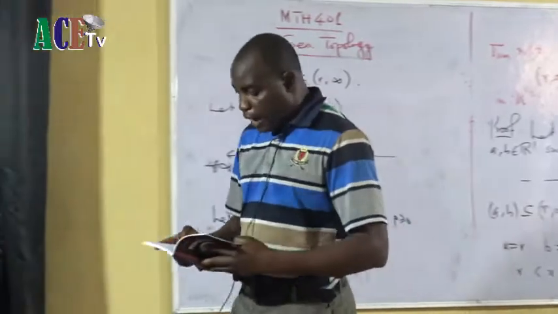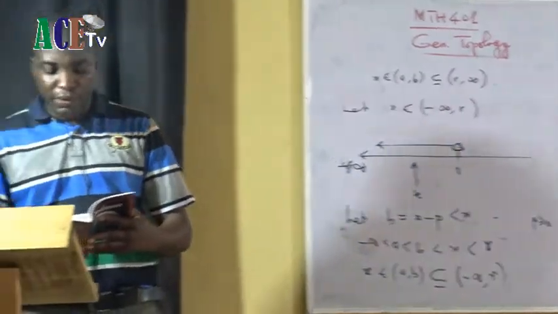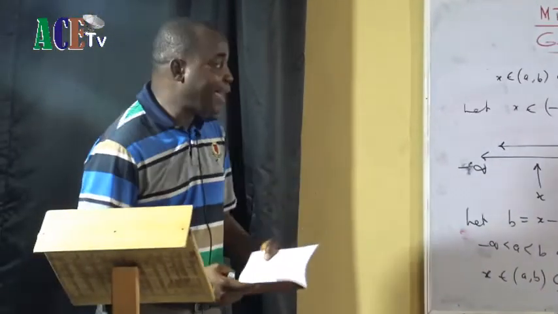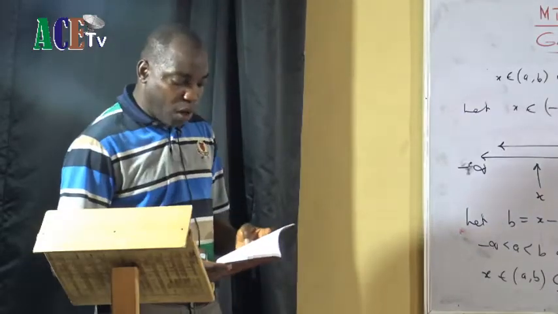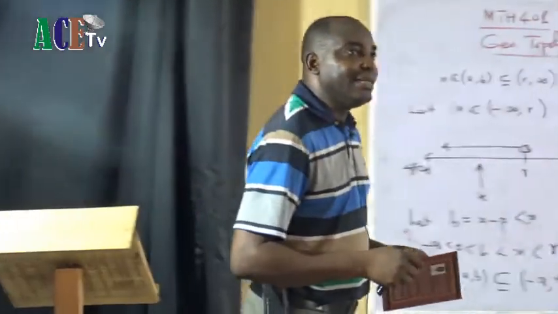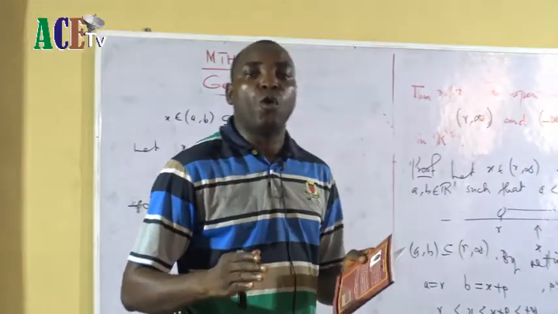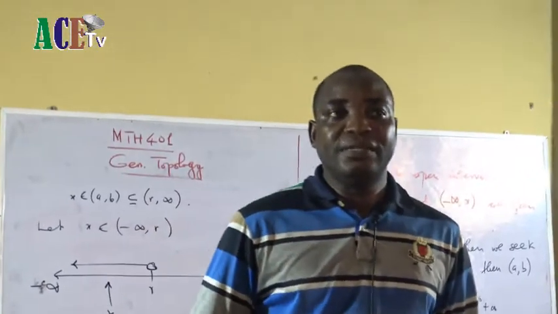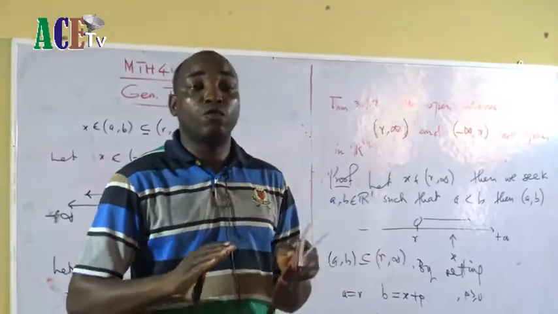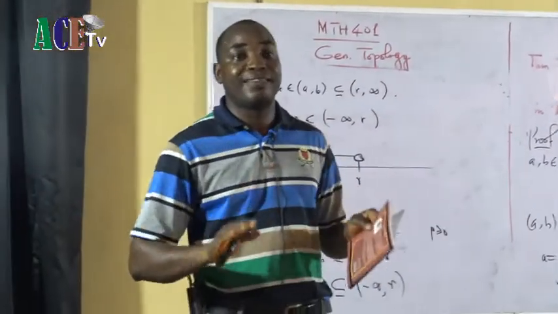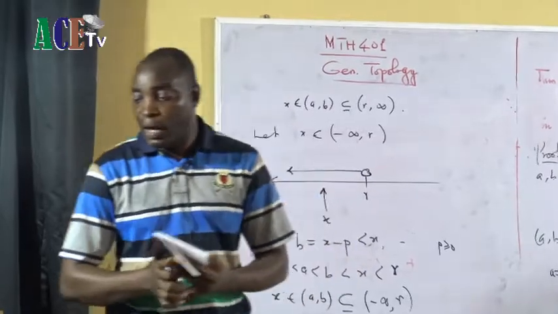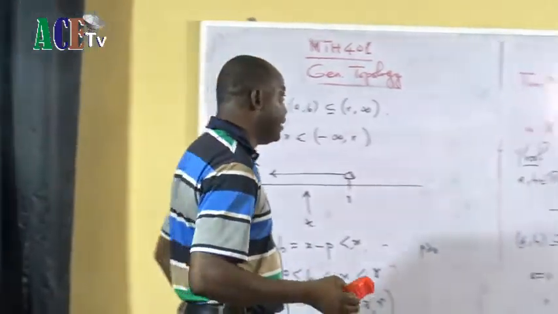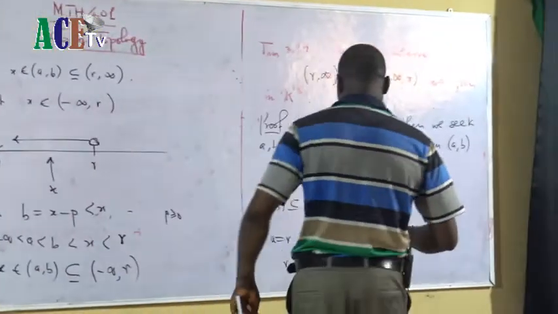Now, we are ready to look at a counterexample. We want to make a claim here that the union of two open intervals is not necessarily open. It's not necessarily an open set. This is the reason.